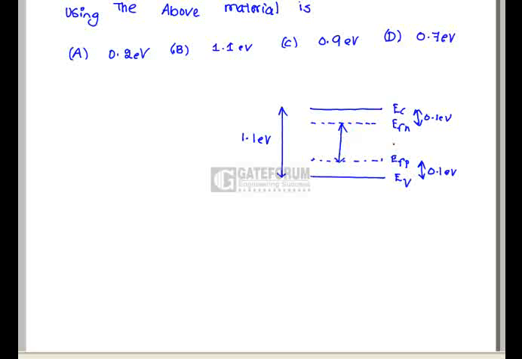Now the difference between the Fermi level in n-type as well as the p-type is equal to E0, which is the barrier potential. That means the barrier potential E0 equals 1.1 electron volt minus 0.1 electron volt minus 0.1 electron volt, equals 0.9 electron volts, which is option C is correct.